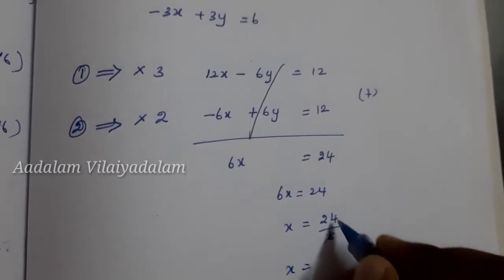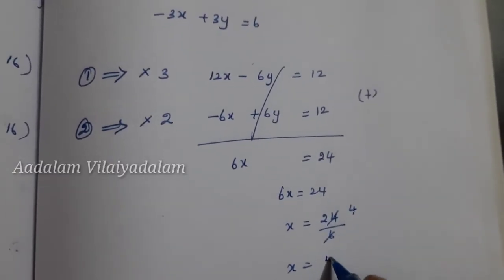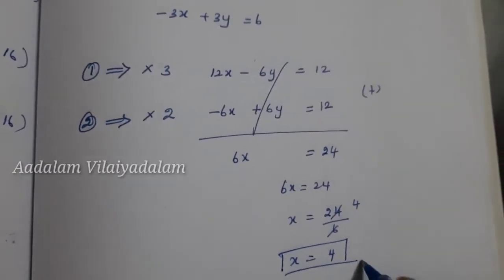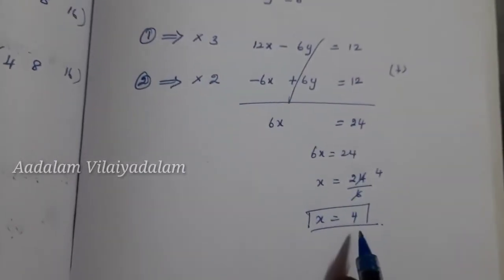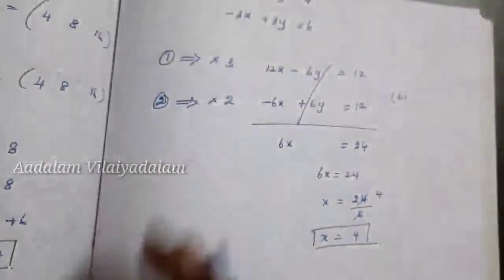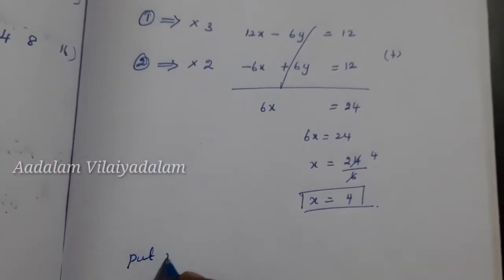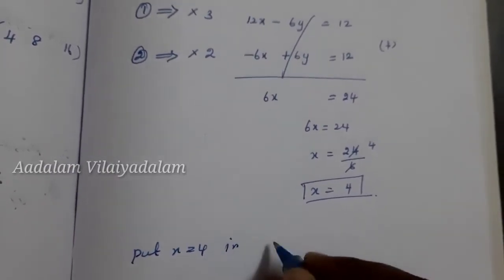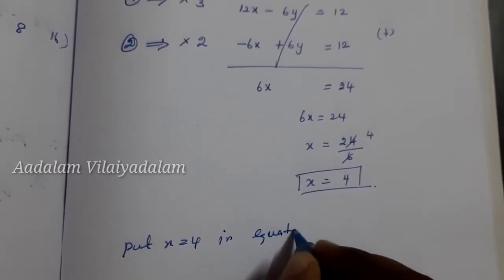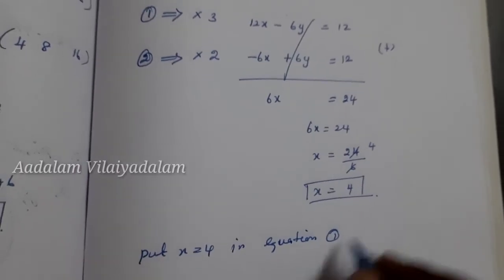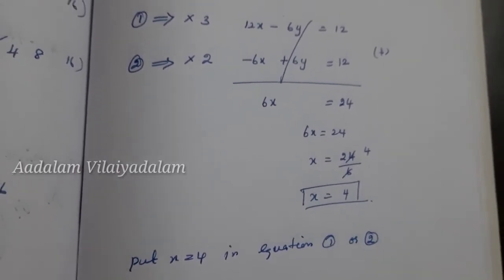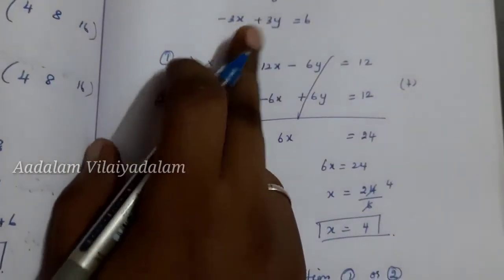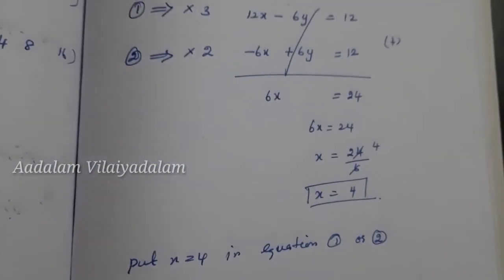Then by the cancellation we get 6 4s are 24. Then the value of x is 4. We can apply the x in the equation 1. Therefore, put x equal to 4 in equation 1 or in equation 2. So easily we can substitute in equation 1 or 2.